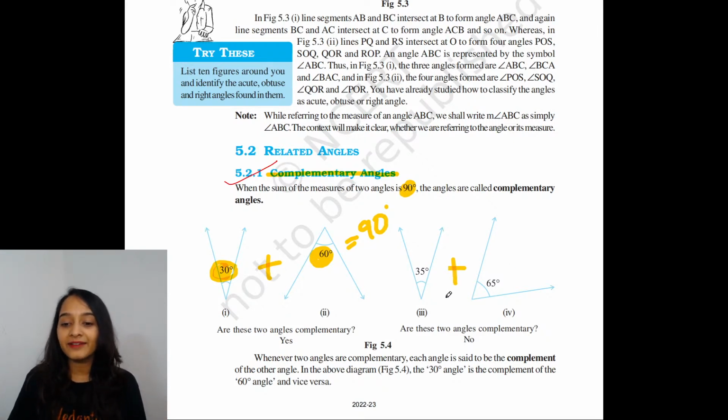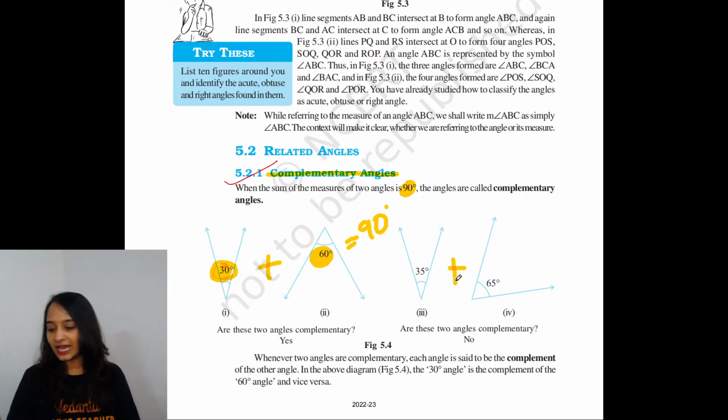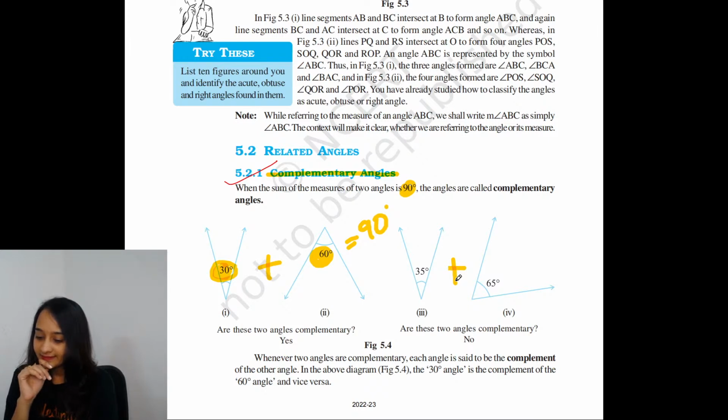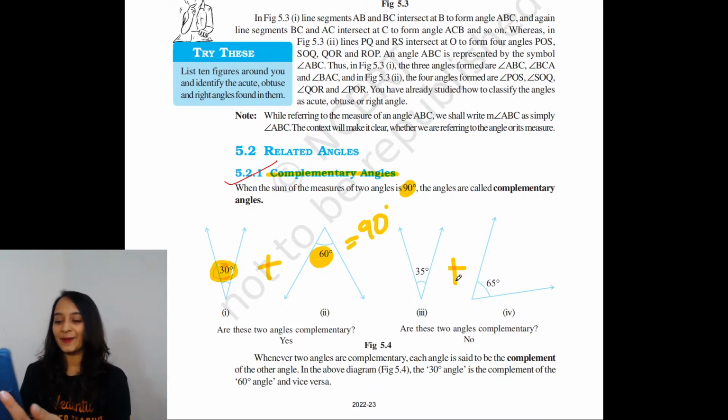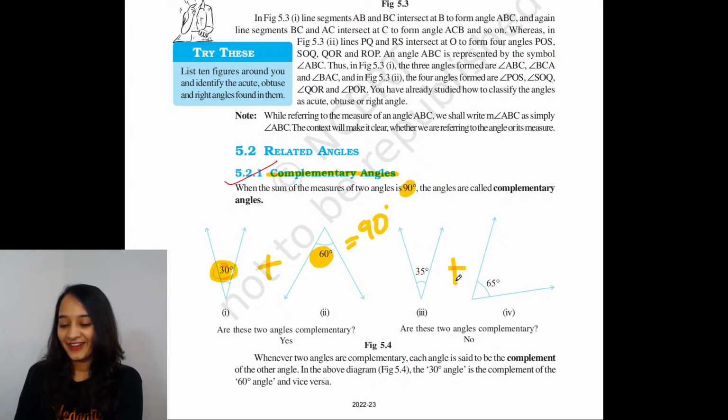65 and 35 are also complementary angles. What is the complement of 35? Come on, tell me in the chat box. What is the complement of the angle 35? Yay, Deepak. That is amazing. I hope you'll score 100 upon 100 in your exams. What is the complement of 35? It's not 55.